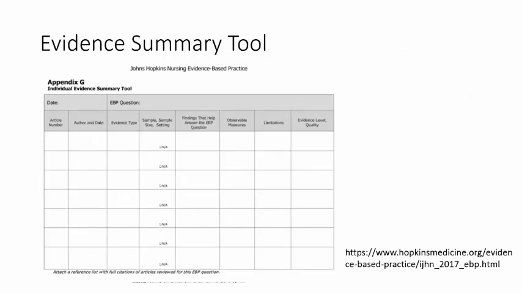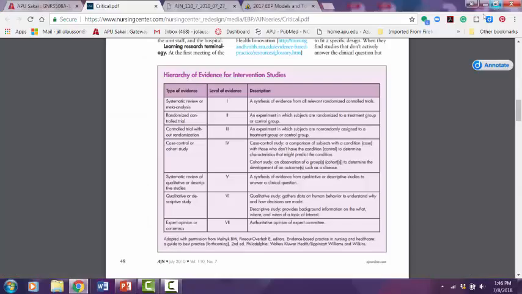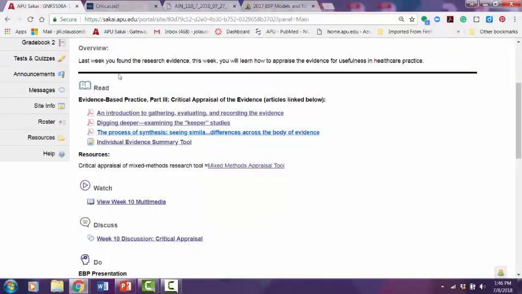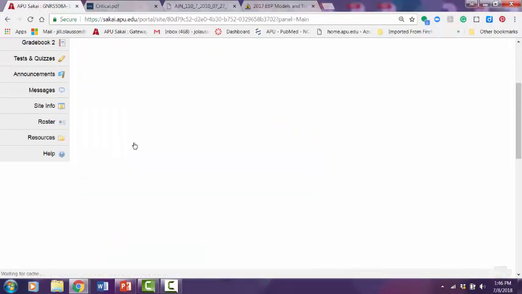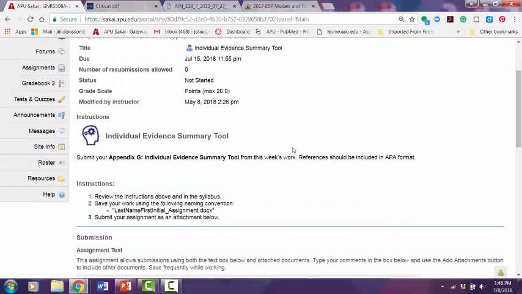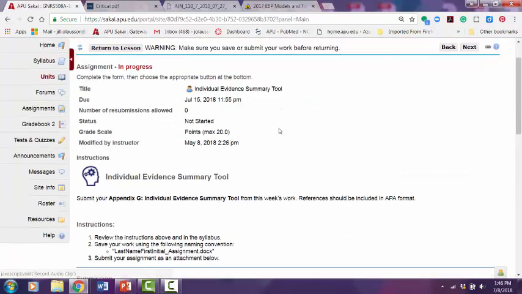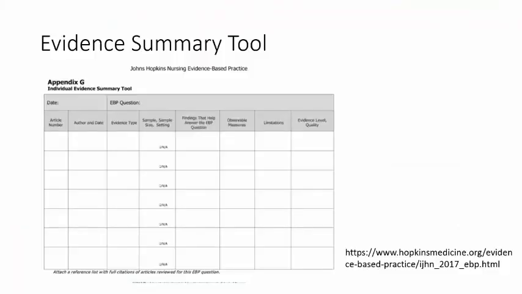This is available as one of the resources in this week's, in week 10. So let me just show you that. So here's the individual evidence summary table. You click on that. And it should bring you to the Johns Hopkins EBP website. It's Appendix G.